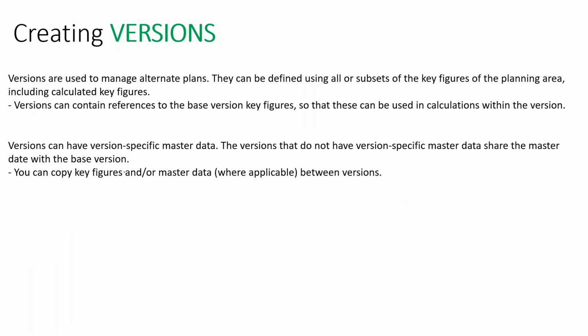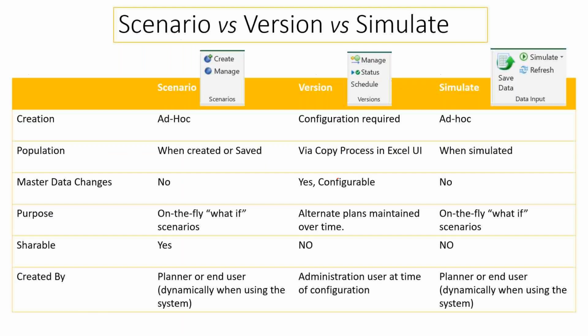Another point is about the master data. A version can have version specific master data. The versions that do not have version specific master data share the master data with the base version. You can copy key figures or master data between the versions. So we have just seen the functionality of it.